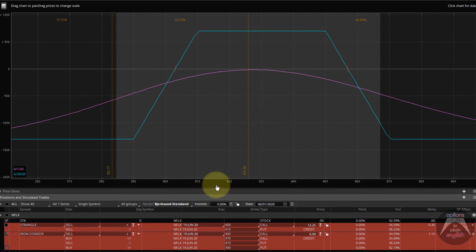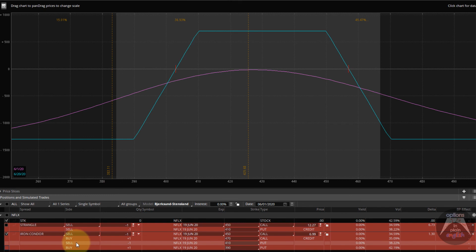We are looking here at shorting both. So I'm short a Strangle and I'm short an Iron Condor. I'm selling something, receiving a credit, and then looking at buying to close for less than the credit that I received initially. You could also do the opposite and basically buy a Strangle and buy an Iron Condor, which is something similar.